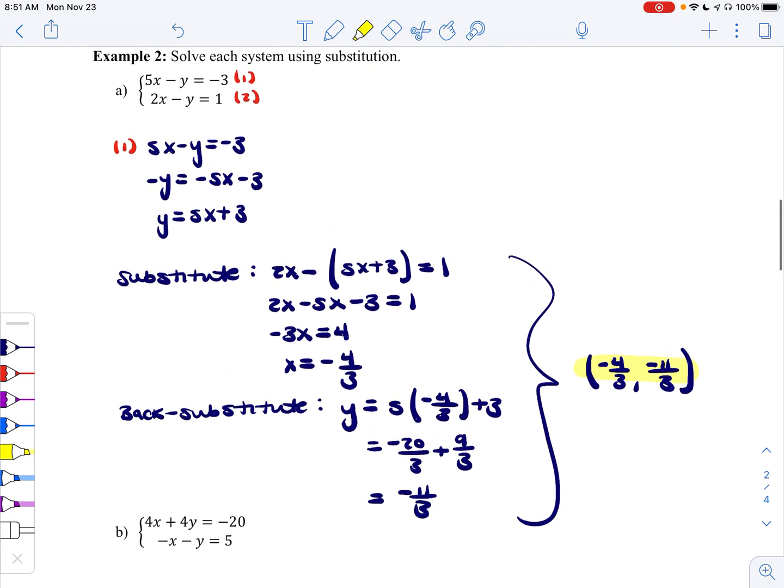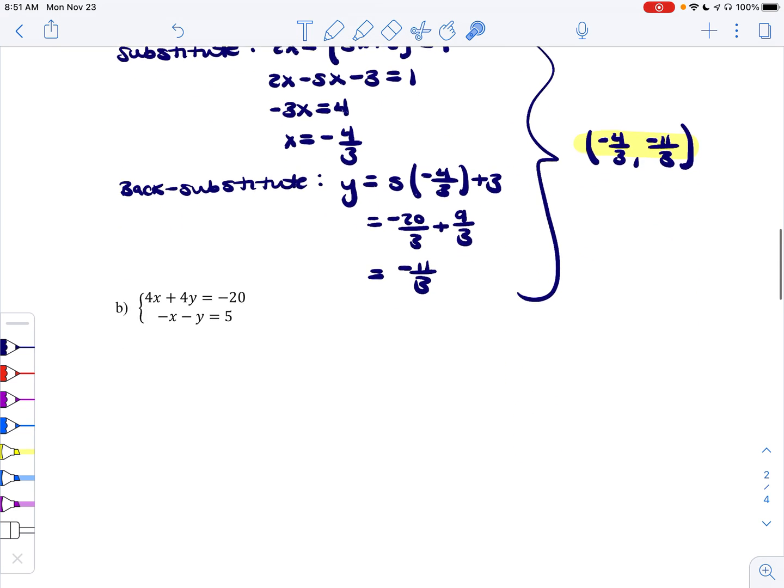All right, so this is the basic idea with the substitution method. So again, what we did here is we started off, we took our first equation, solved it for y, substituted that into the second equation so that we were able to get our x value, and then plugged that back in to solve for our y. Okay, so let's go ahead and look at a second example.